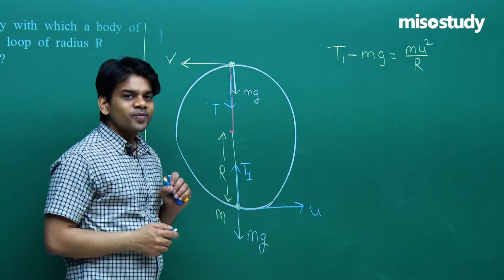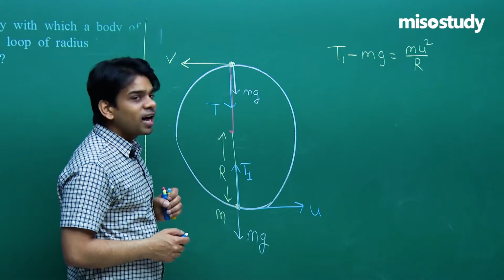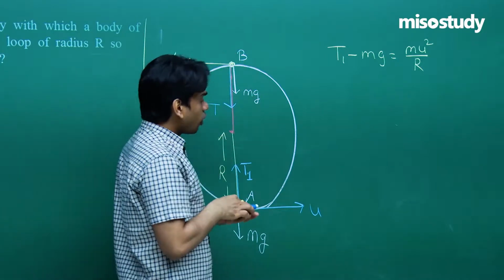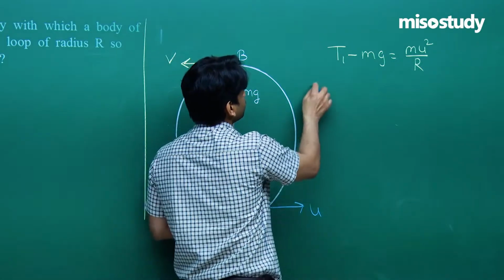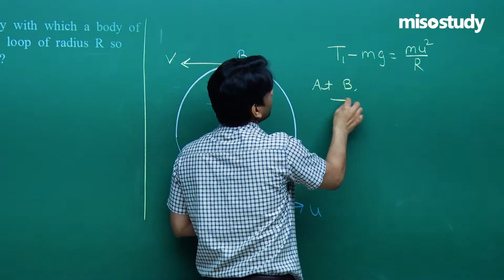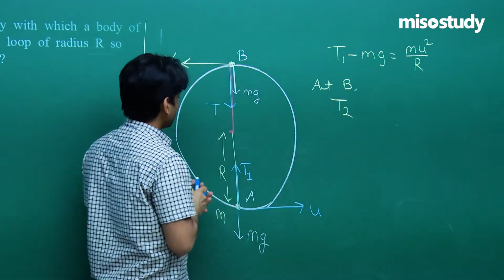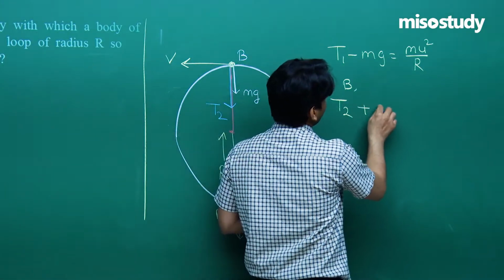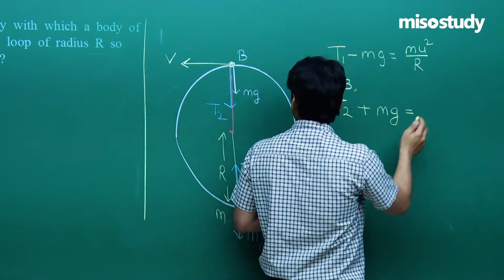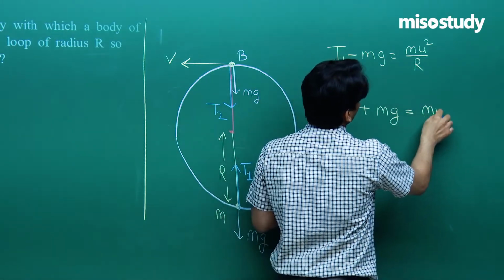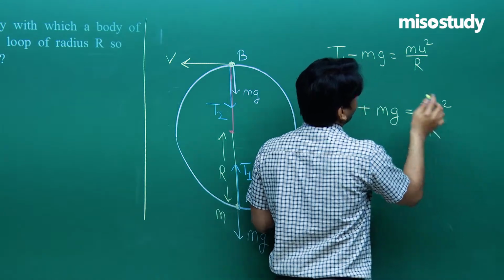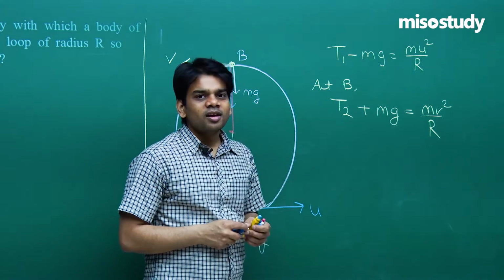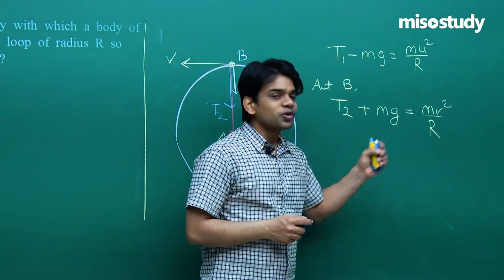For the topmost point, let's say this position is A and this position is B. So for A we have framed the equation. For B, at position B, a new tension will appear, let's say it's T2. So T2 plus mg is equal to mv square by r. The radius will be the same. I have written this value here. Now see how to proceed.